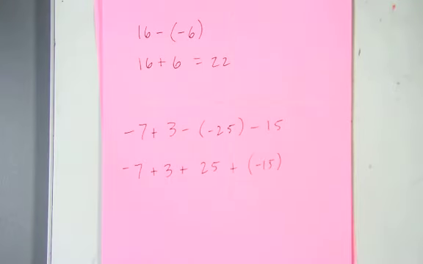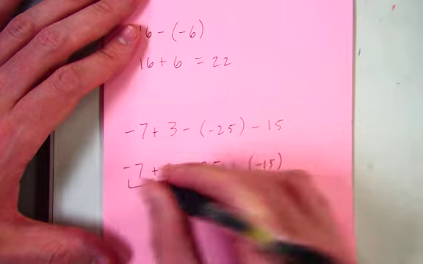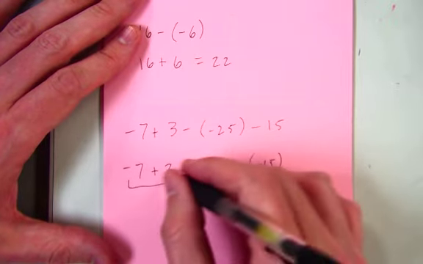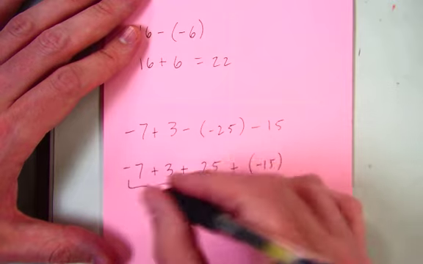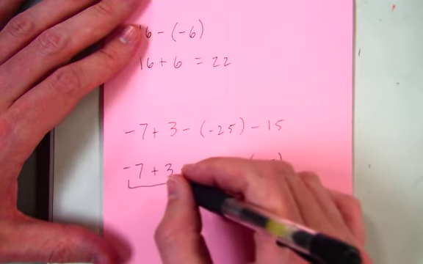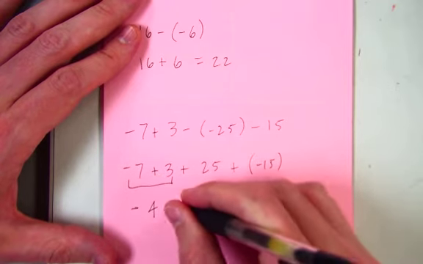Okay, and now in this problem, everything in here is an addition, right? And so our order of operations says just do it from left to right. So we're just going to do that one step at a time. You can really do this in whatever order you want if it's all addition. But I'll just start over here. So -7 and +3, signs are different. So I'm going to subtract those numbers. So 7 minus 3 is 4. Take the sign of the larger number.